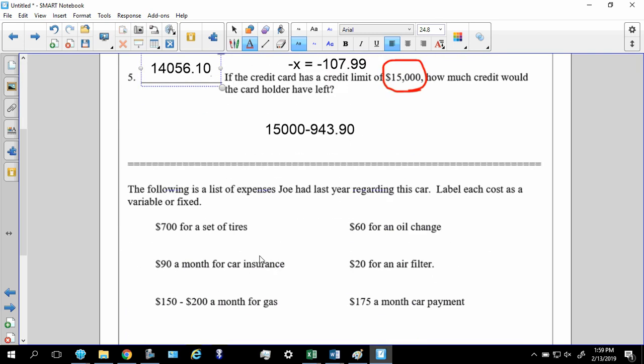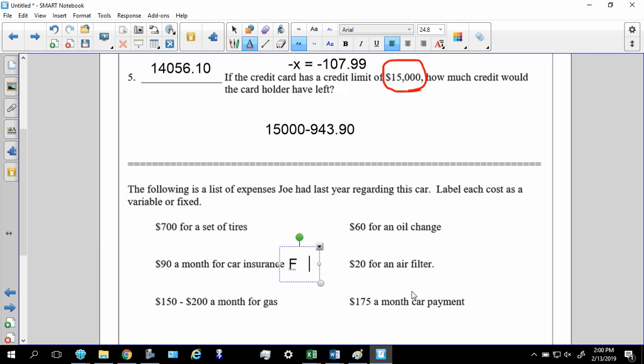All right, so the following is a list of expenses Joe had. Now, a variable represents cost of things that go up and down. Fixed is where it stays the same from month to month. So this is probably the one where you're going to have the most problems because we haven't really gone over it.